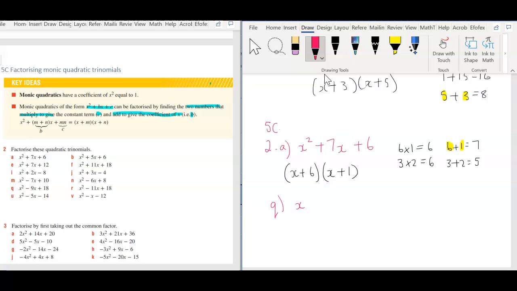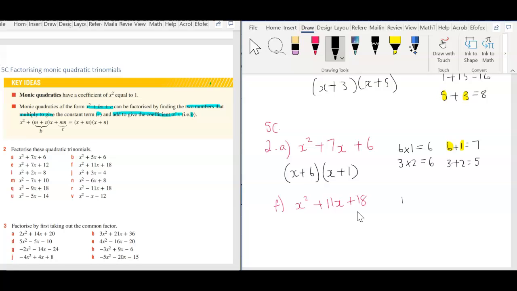I might do Q. So we've got x squared. Actually, I might not do Q yet. Let me come back to Q because Q is a special one with negatives. Let me do F. So x squared plus 11x plus 18. All right, so we need factor pairs of 18.